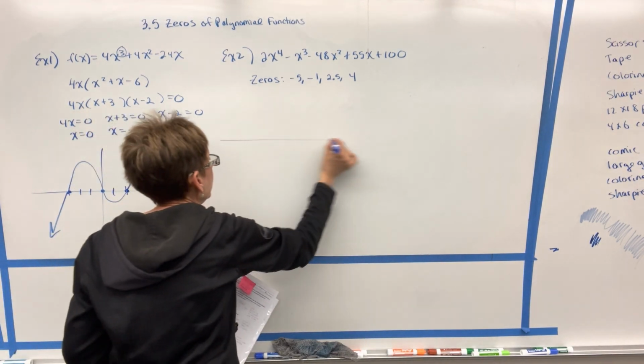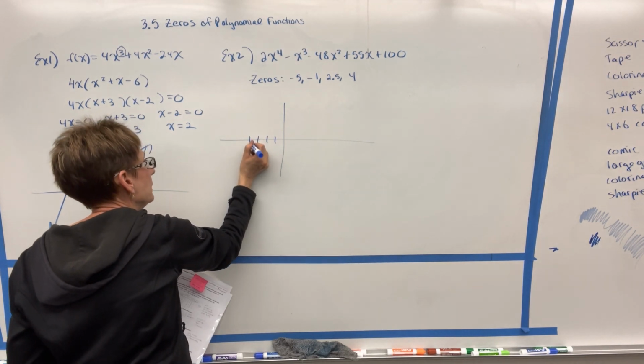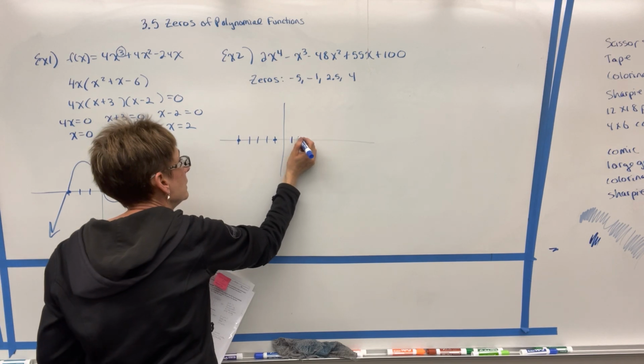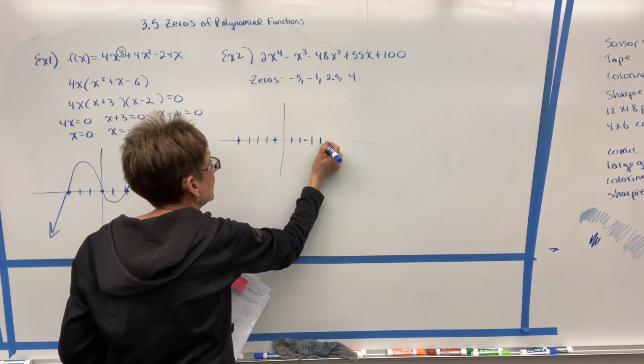So I'm going to go ahead and plot those zeros at -5, -1, 2.5, and 4.